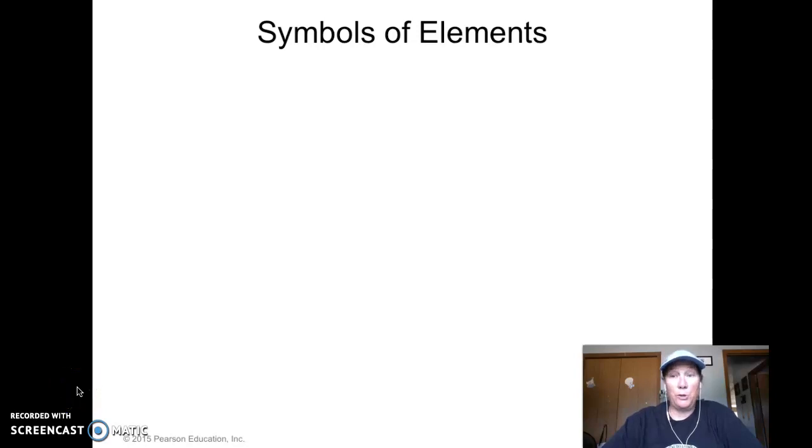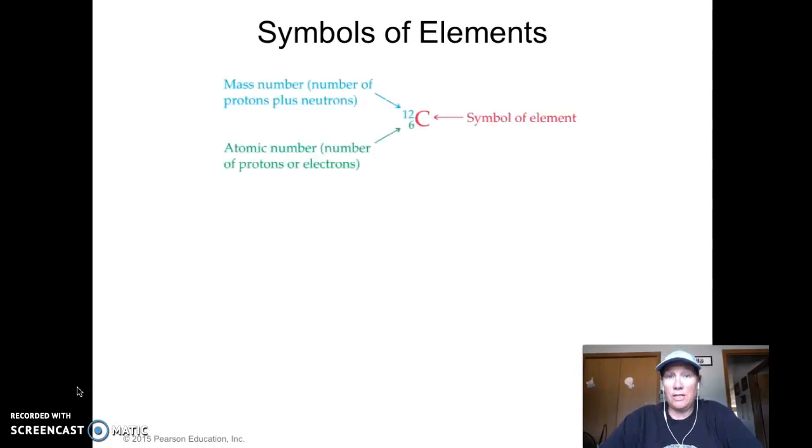All right, part two, chapter two of our chemistry book: we're going to look at the periodic table. And when you're doing chemistry, honestly, the periodic table is your best friend. So we're going to talk about the parts of the periodic table, what it represents, and some of the things that you'll find on it. One of the first things, of course, is the symbols for the elements.